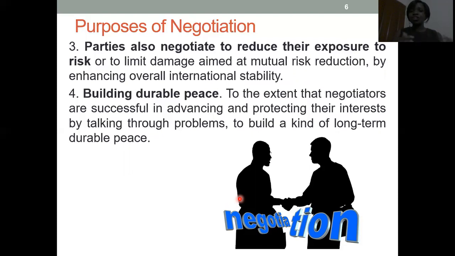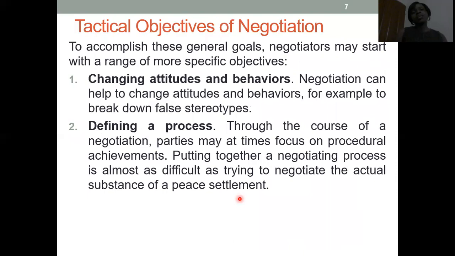So you should look at reducing the risk. You're improving the protection of exposure to risk for this party, and you're also going to look at building durable peace between the two parties. Let's not look at solving a conflict, then after a few months it escalates again. So you're going to look at building durable peace between the two parties. Now, those are the purposes of negotiation.